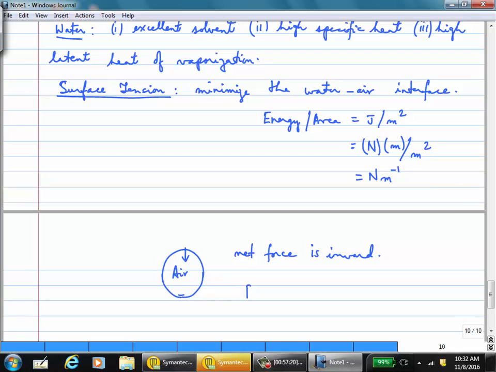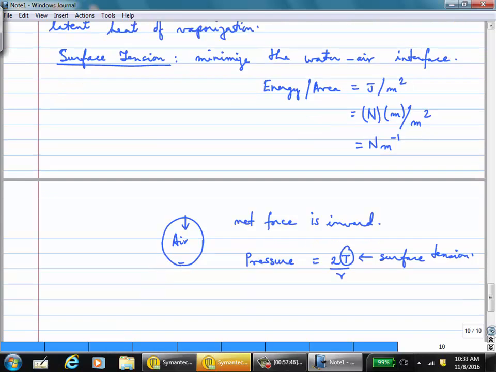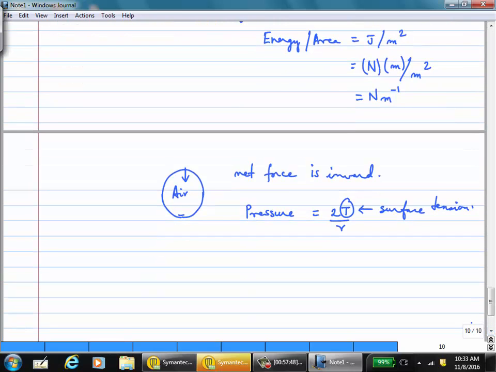And the pressure that results from this force is given by this formula, 2 times T divided by R, where T is the surface tension. Again, the units are consistent because for surface tension we said it was newtons per meter inverse, and then you have R over there, so it's newtons per meter square. So this is a unit of pressure. Again, these are things that you have seen in physics. I'm just going to try to relate them to plant biology.